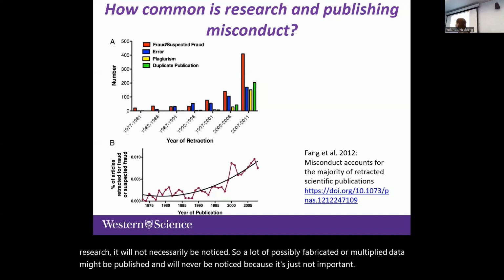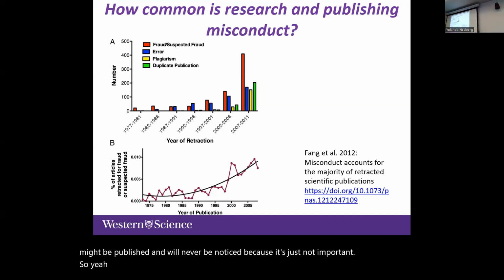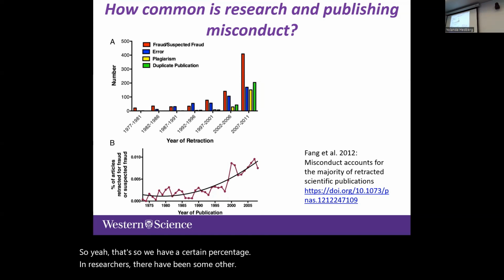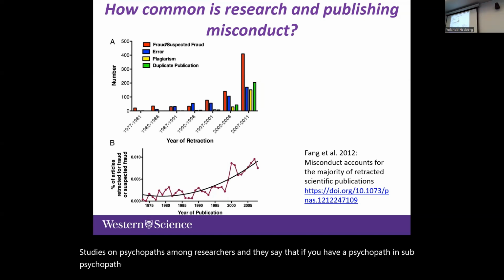So yeah, that is approximately. So we have a certain percentage in researchers. There have been some other studies on psychopaths among researchers. Psychopath means you are scoring extremely low on empathy, so you don't feel for other people, right?